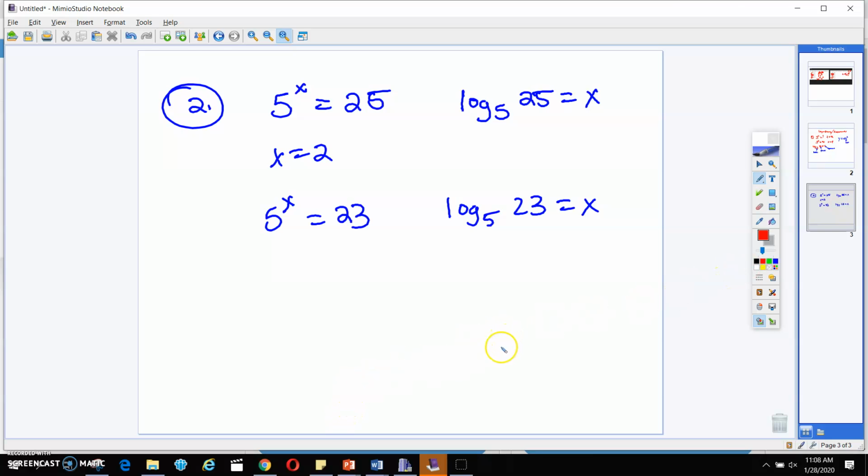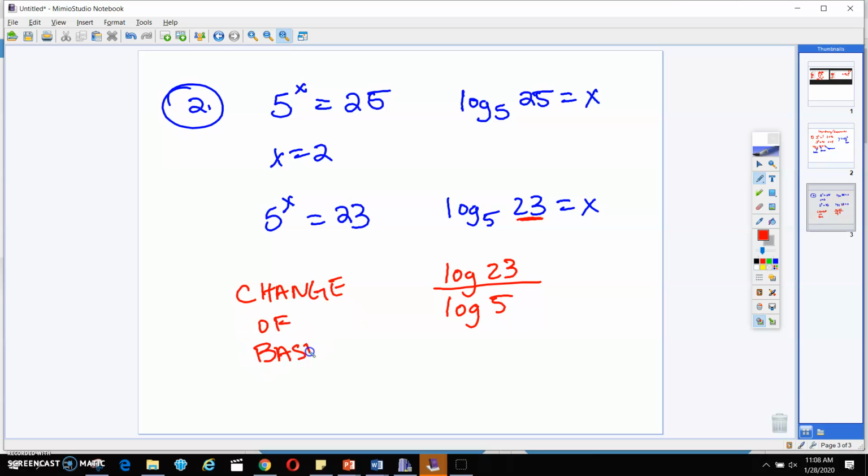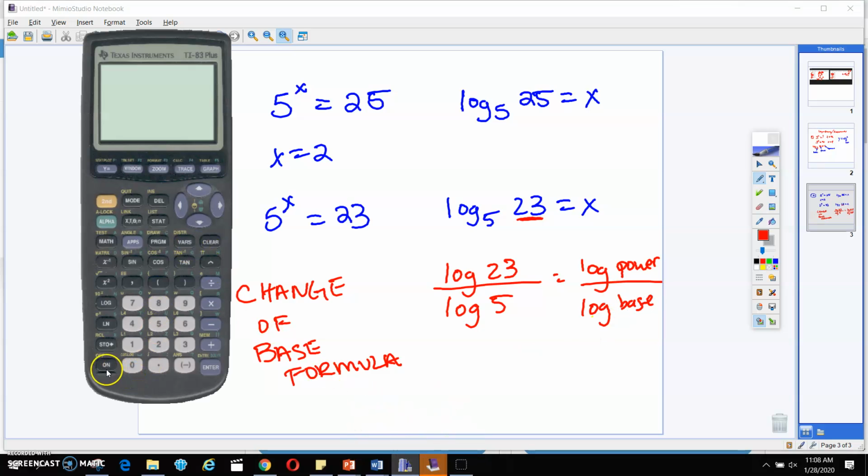Now, the way to put this into your calculator is you're going to take the log of this number right here, so log of 23, and you're going to put it over the log of 5. This is called the change of base formula, and we're going to talk about this a little bit later. So, this is called the change of base formula, where you're going to take the log of the power, and you're going to put it over the log of the base. Okay? So, when you type this into your calculator, it's going to look like this. You're going to say log of 23 over the log of 5.